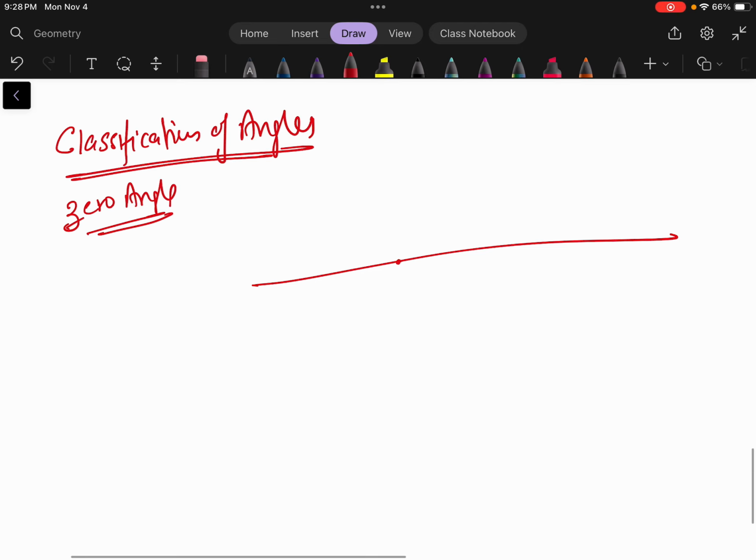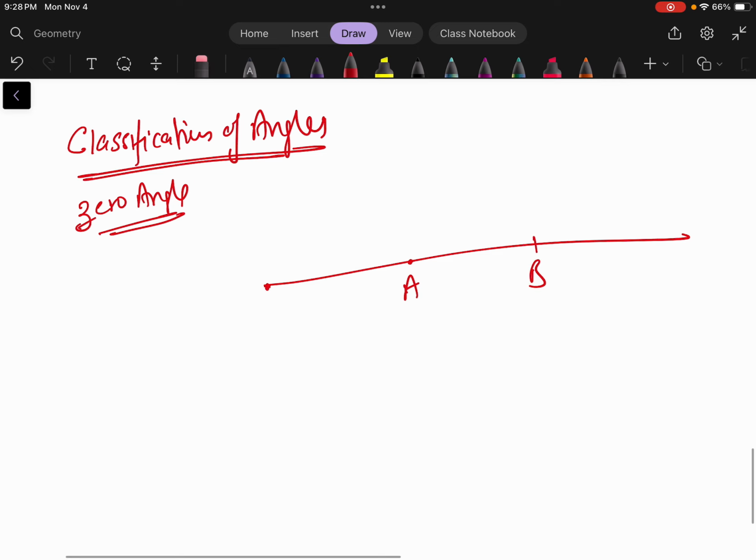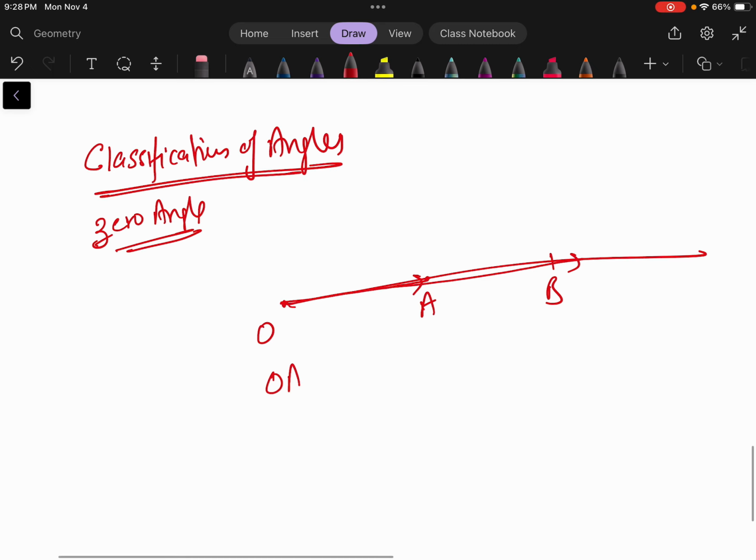So if anybody asks, this is a point A and this is a point B, and this is the origin O. So this OA will be on the same ray and this OB will be on the same line. The angle between them is 0 degree, because line OA has origin O, and OB has origin O, and the angle between them is 0 degree. Clear? It will be on the same line and in the same direction.